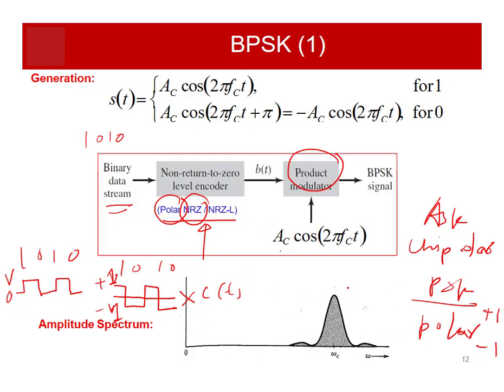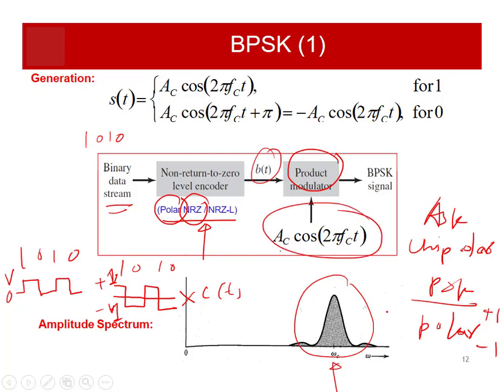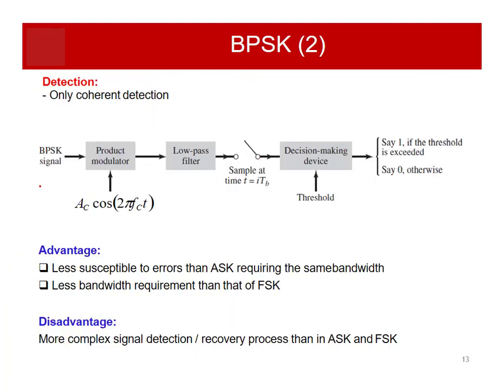So the amplitude spectrum is also similar, because there is no difference in the modulation circuit. We are multiplying the input signal b(t) with the carrier, so it is shifted to the frequency of the carrier signal. That is the same. And the demodulation process is also the same as previous.